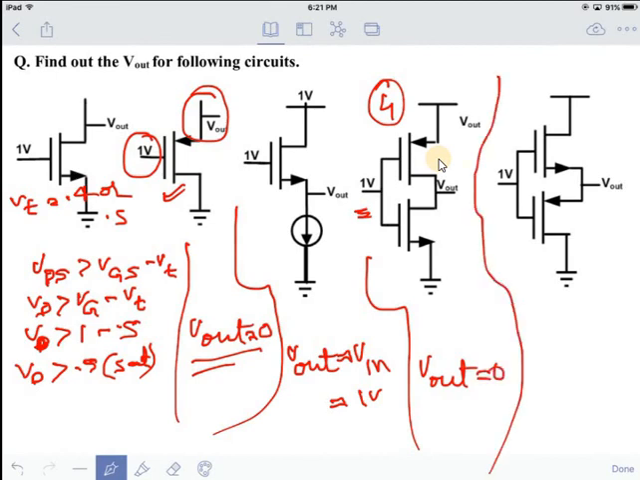Now if you look at the fifth circuit, NMOS is there in place of PMOS and PMOS is there in place of NMOS. So what will be the output if the input is 1 volt? It is very easy. If you see, the output is taken from the source of the NMOS as well as the source of the PMOS. So this circuit will act as a source follower. So the output will follow the input.